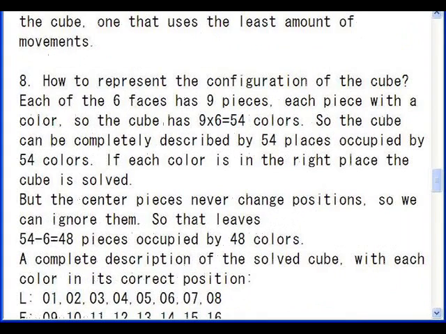How to represent the configuration of the cube? Each of the 6 faces has 9 pieces, each piece with a color, so the cube has 9 times 6 or 54 colors, so the cube can be completely described by 54 places occupied by 54 colors. If each color is in the right place, the cube is solved. But the centerpieces never change positions, so we can ignore them. So that leaves 54 minus 6, or 48 pieces occupied by 48 colors.